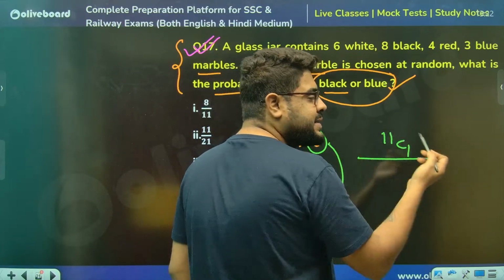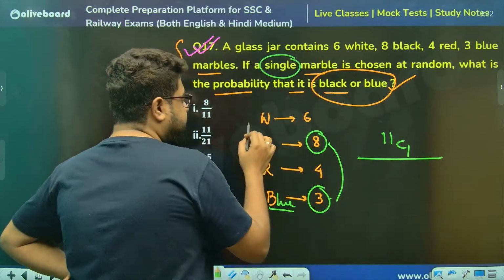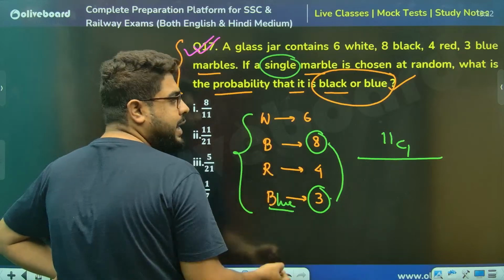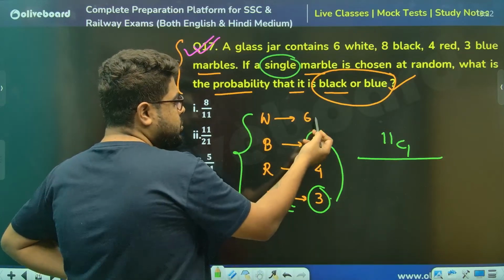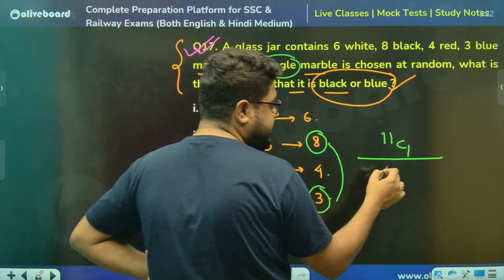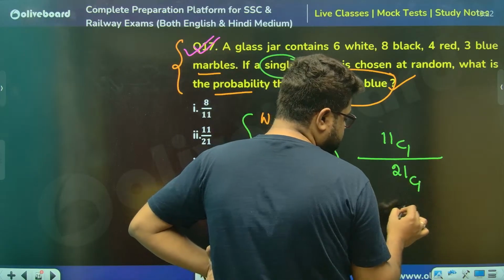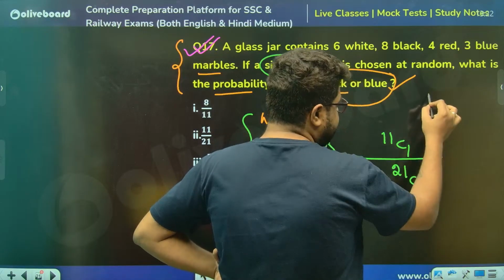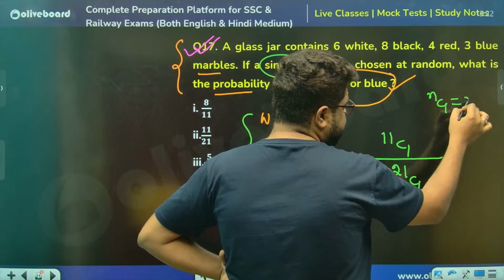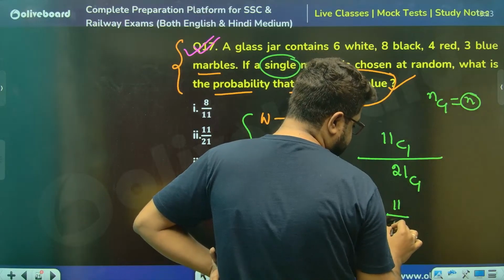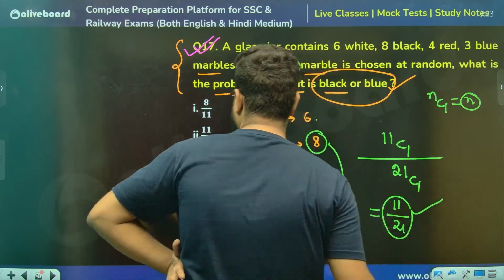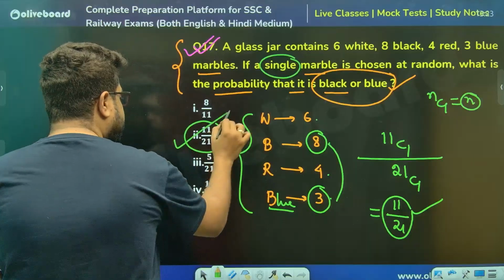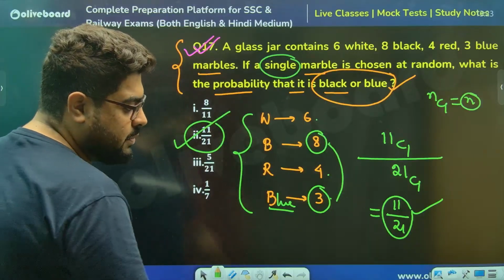11C1, anything C1 is that number only. And my total outcome, sir, I can choose any one from all these choices: 6 plus 4, 10, and this, 21. So my answer will be 11. NC1 is always N. So 11 over 21, sir, which is option number 2.